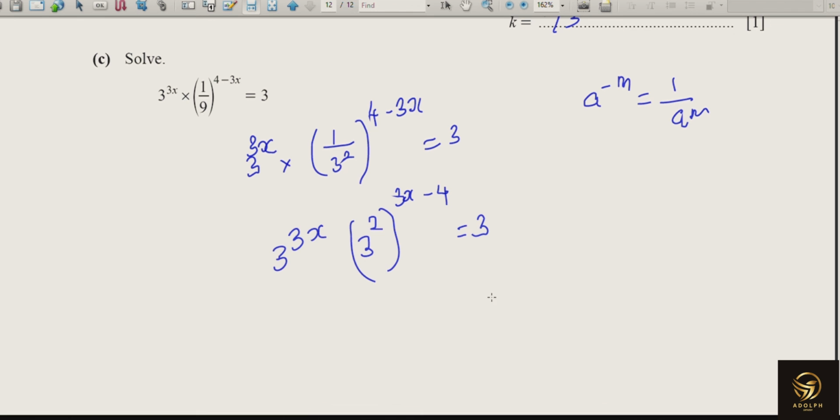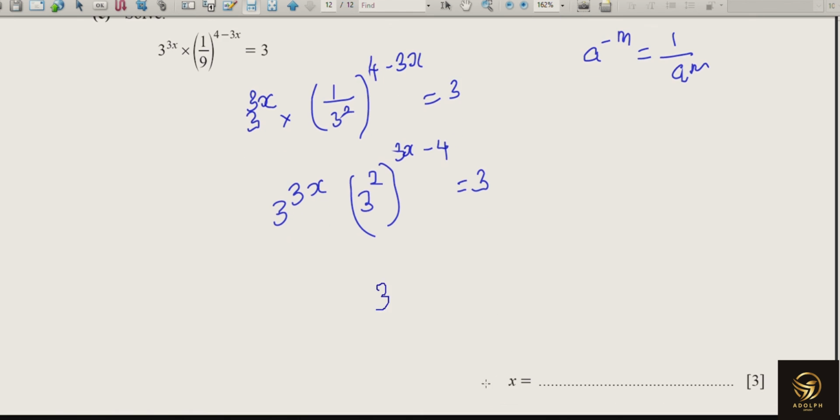Now what I have to do? I have to expand the bracket here. It is going to be 3 power 2 into 3x, it is 6x, 2 into minus 4, it is minus 8, into 3 power 3x is what I'm getting, equals 3. Now 3 power 3x and 3 power 6x, so both I can add. So 3 power 9x minus 8 equals 3.